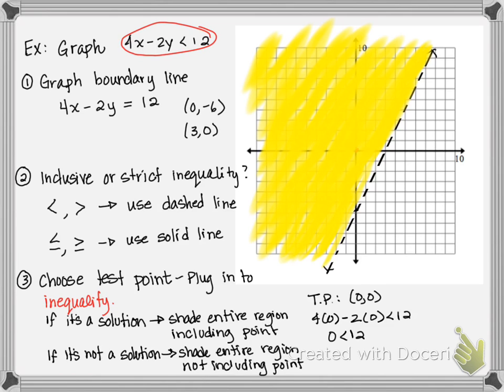We'll do a few more examples, but does the basic idea of what we're doing here make sense? Good. Okay, let's do a few more. Let's graph y is greater than or equal to 4x minus 6.